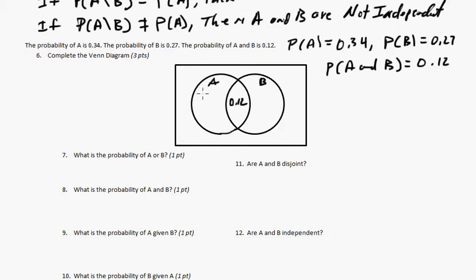And then A includes 0.12 and all the other stuff. So we have to subtract it off. We have to subtract 0.12 from 0.34. So we get 0.22. And then the same here, we have 0.27. So we have to subtract 0.12, so we get 0.15.